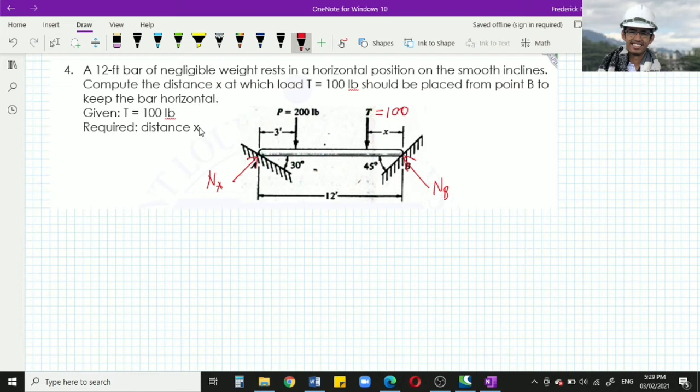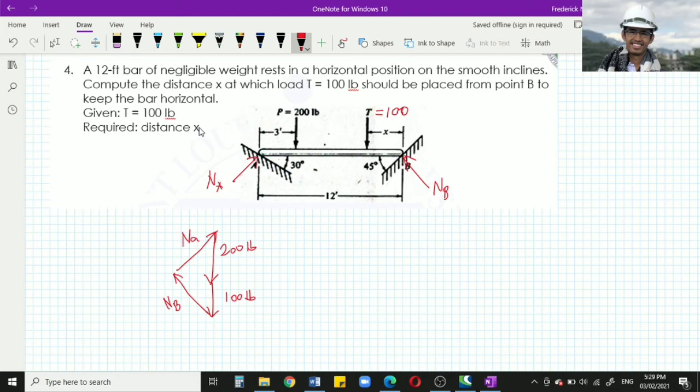Okay? So, to get the value of NA and NB, pwede natin gamitin yung triangle or yung force triangle. Okay? So, pag meron tayong force triangle, so yung 200 pounds. So, this is 200 pounds. And meron din tayong T, which is 100 pounds. And yung NB natin is going to this direction. So, that will be NB. And yung NA natin, ayan, going to that direction, NA. Okay.